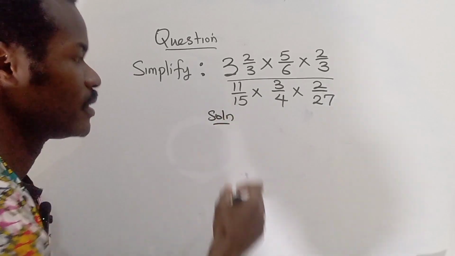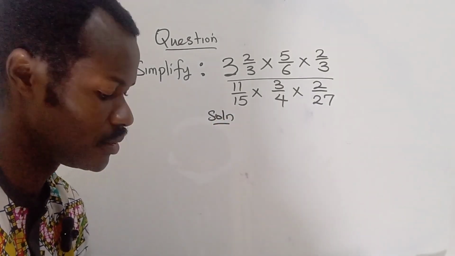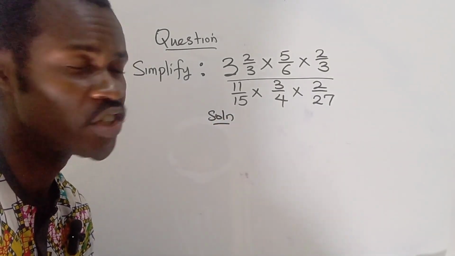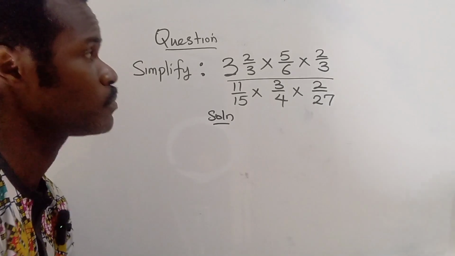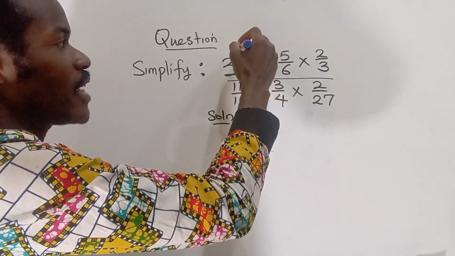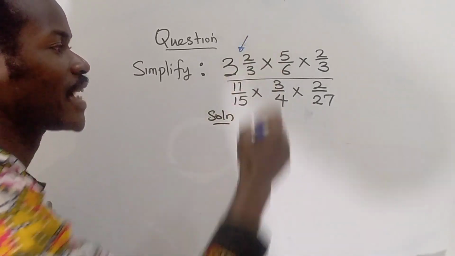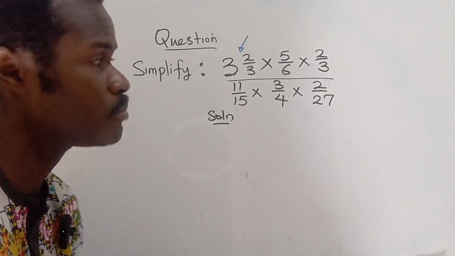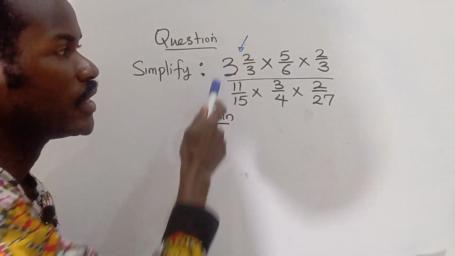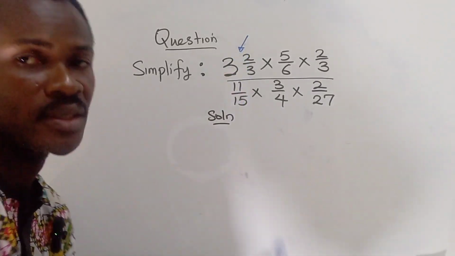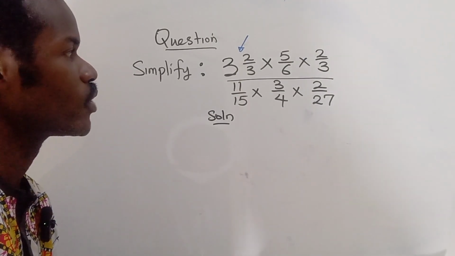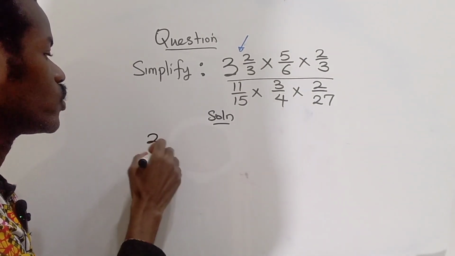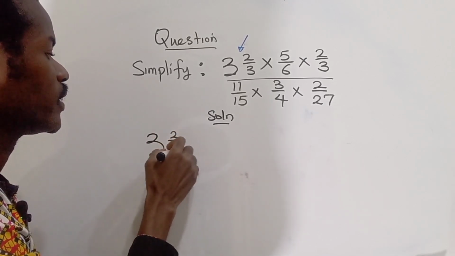Now the first thing in solving fractions is you want to change any mixed fraction to improper fraction. So you want to look at the types of fraction, and here I can identify a mixed fraction because we have a whole number in front of this. So we have to convert this first. How do we convert it? We have 3 whole number 2 over 3.